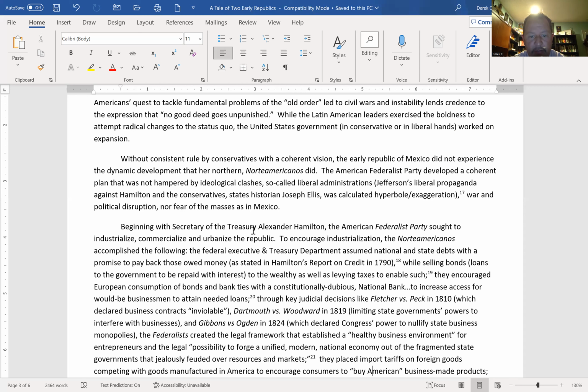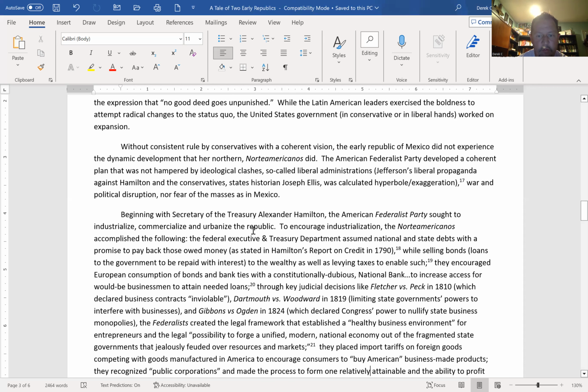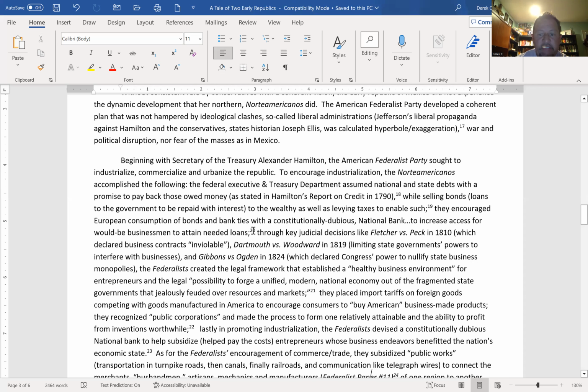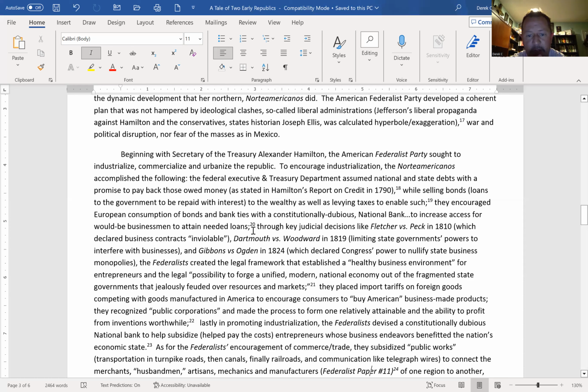They created their Supreme Court, especially a guy named John Marshall, who really defended the rights of businessmen in this country. So America became known to be a business-friendly nation. They placed import tariffs on competitive goods that came in, forcing Americans to buy American-made products. And in the long run, that helped.